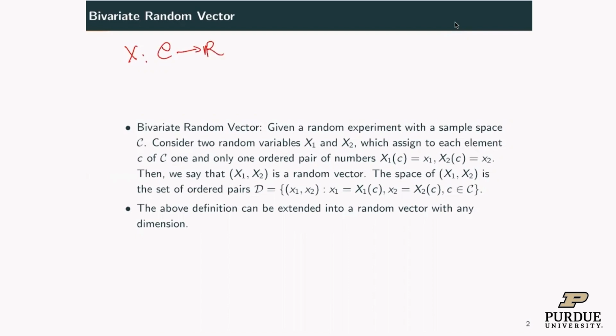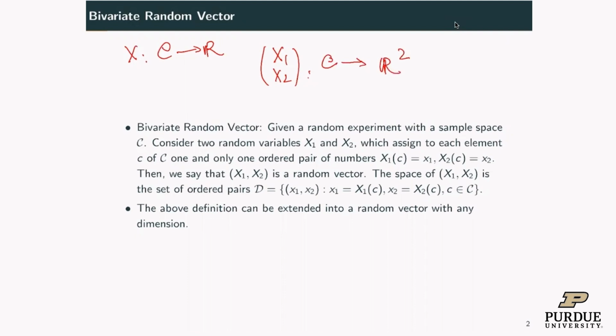Now we can extend this definition to a bivariate random vector. Given a random experiment with a sample space C, consider two random variables, x1, x2, which assign to each element c one and only one ordered pair of numbers. So now I have a random vector (x1, x2). It is also a mapping from C to R2.